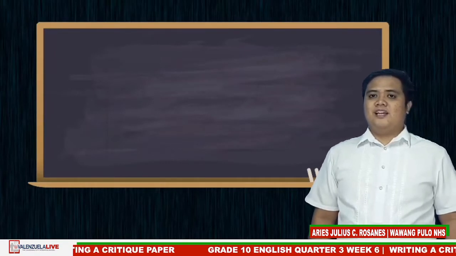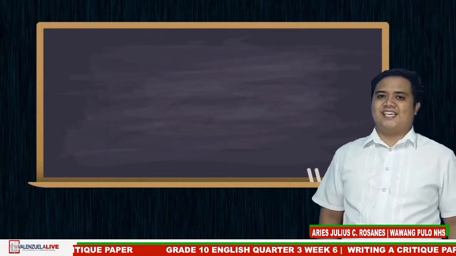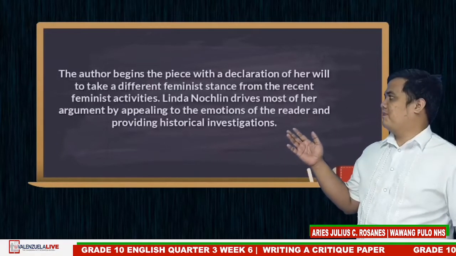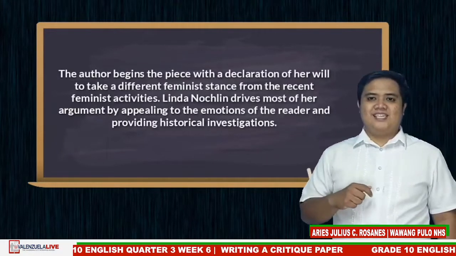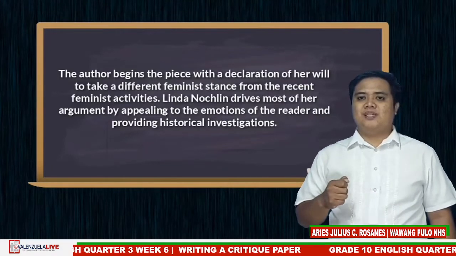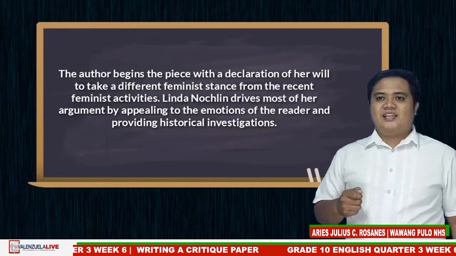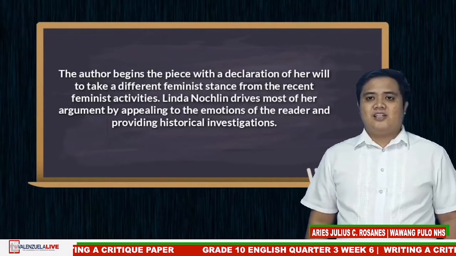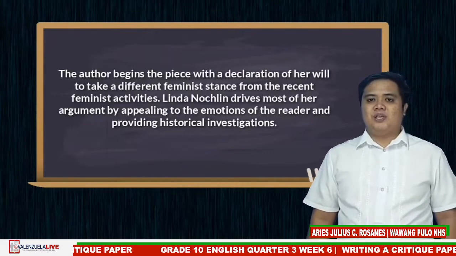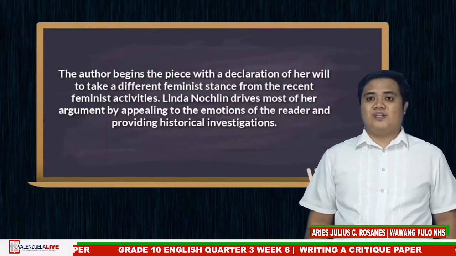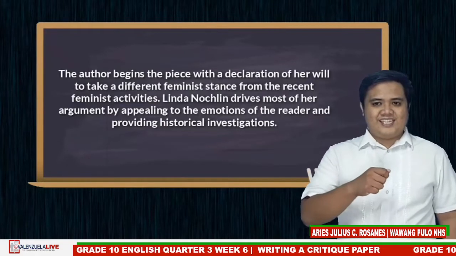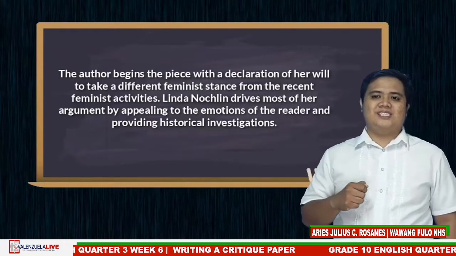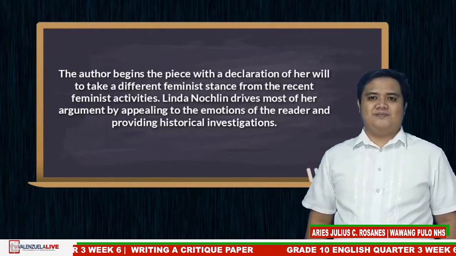Now, let us look at how we can analyze the essay. Let us underline the evidences presented. First evidence is the author begins the piece with a declaration of her will to take a different feminist stance from the recent feminist activities. Linda Nochlin drives most of her argument by appealing to the emotions of the reader and providing historical investigations. Evidently, the writer of this critic paper expresses that the pieces of evidence presented are sufficient and relevant.